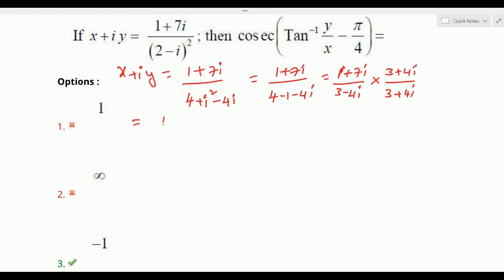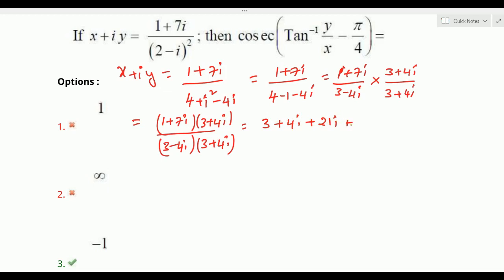That's why the numerator becomes now 1 plus 7i into 3 plus 4i. Denominator is in the form of 3 minus 4i into 3 plus 4i, right? Now expand the numerator and denominator. So numerator expansion: 1 into 3 is 3, plus 1 into 4i is 4i, plus 7 into 3, 7 threes is 21i, plus 7 into 4 is 28 i square.